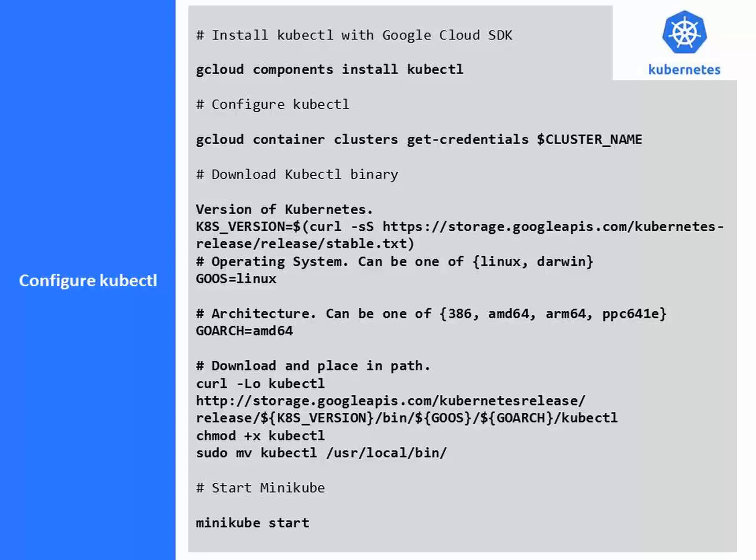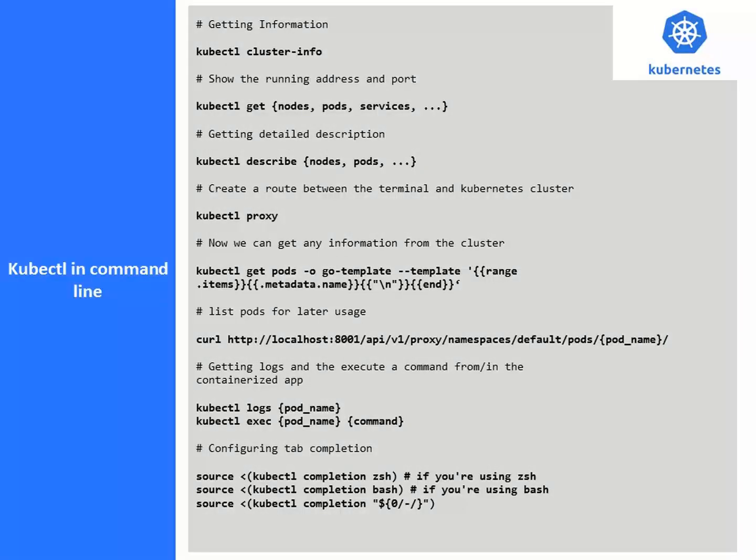To configure kubectl to control an existing Kubernetes cluster on Container Engine, run: gcloud container clusters get-credentials $cluster_name. When using Minikube, the kubectl binary needs to be manually downloaded and placed in the path. Use the commands that you see on screen. The Minikube binary automatically configures kubectl when starting a cluster with the next command, minikube start. After you have a running cluster, you can manage it with the kubectl command.